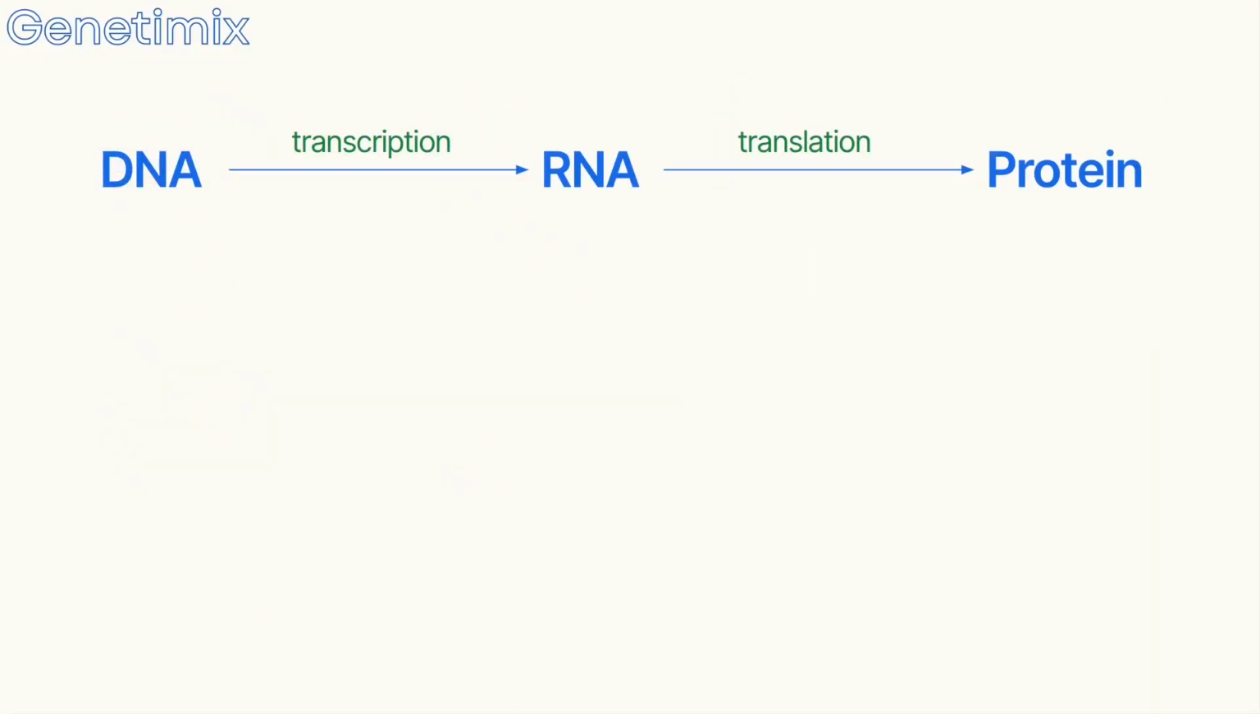The way the system works is that DNA is transcribed to RNA. In some cases, the RNA is the final product. However, in most cases, the RNA is just a temporary intermediate, which is then translated into a protein sequence.